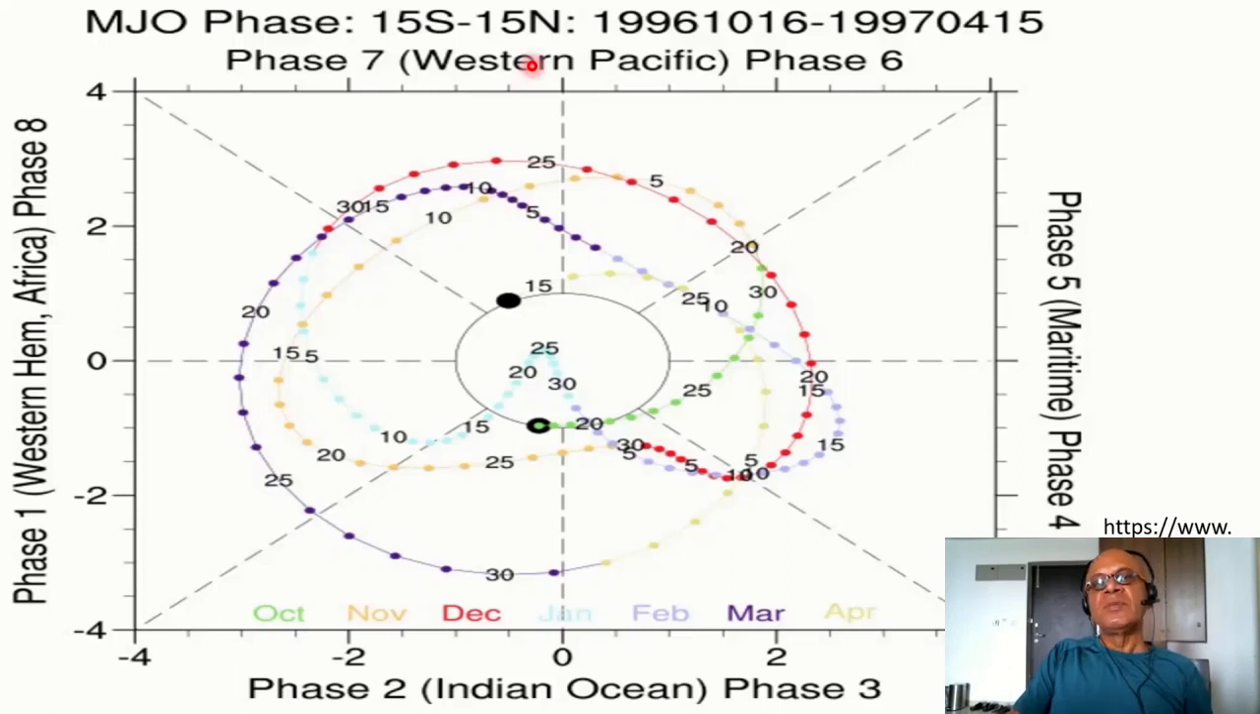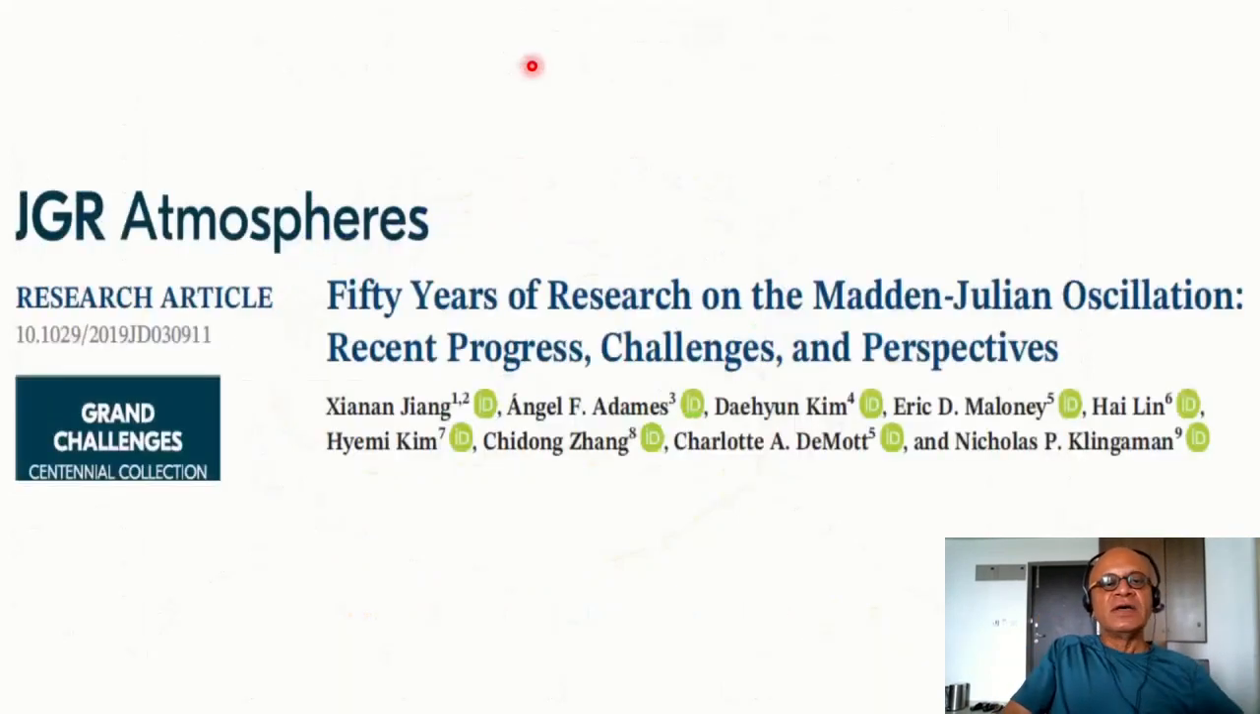We had mentioned primary and secondary MJOs. Secondary MJOs are the ones that have been reignited from the previous MJO and so on. So if it goes around and gets re-energized over the Western Indian Ocean, then it becomes a secondary MJO. But if there is some trigger, let's say from the extratropics, that generates a new MJO, then that's a primary MJO. Okay, so this is the paper, 50 years of research on the Madden-Julian oscillation, recent progress, challenges, and perspectives.